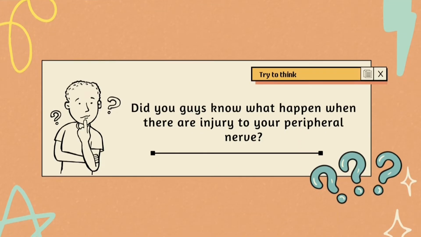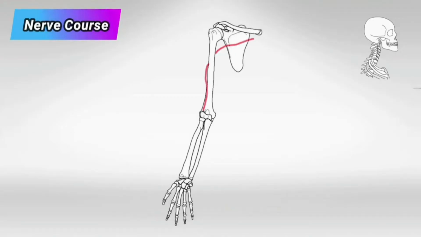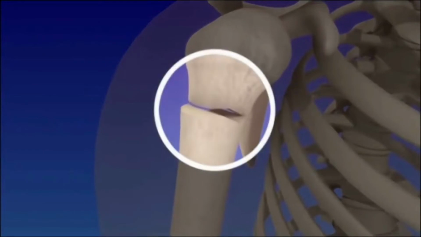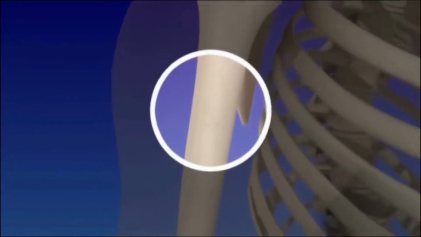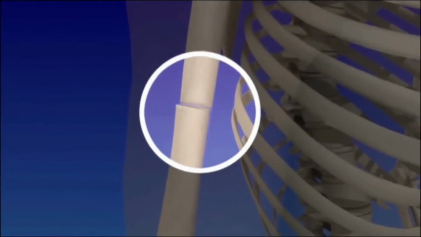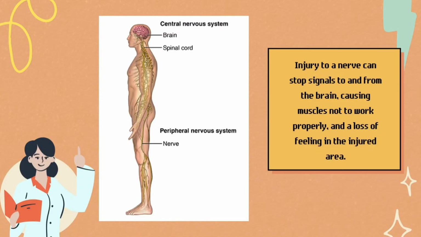Did you guys know what happens when there is an injury to your peripheral nerve? For example, the radial nerve. Injury to the radial nerve is a relatively common complication after a fracture of the humeral shaft. This injury to the nerve can stop signals to and from the brain, causing the muscles not to work properly and a loss of feeling in the injured area.